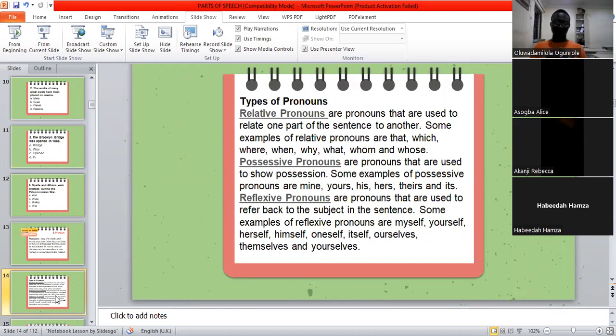We can have himself, we can have oneself, we can have itself, we can have ourselves, we can have themselves, and we can have yourselves. It depends, either you are using the singular pronoun or you are using the plural pronoun. Because of our time, I want to stop here, and then in other times we'll continue from here.